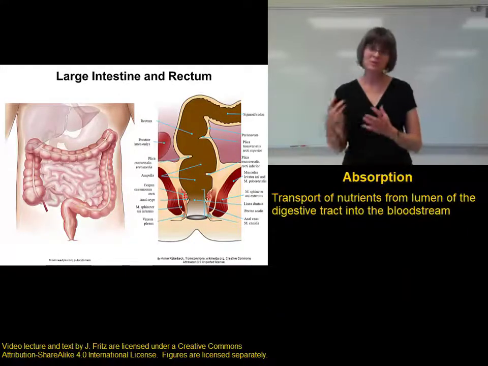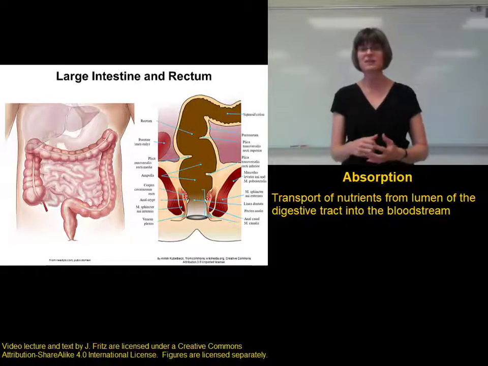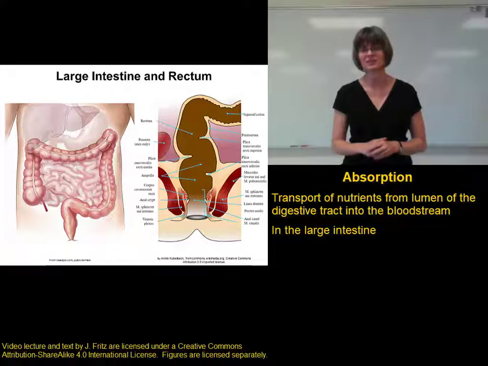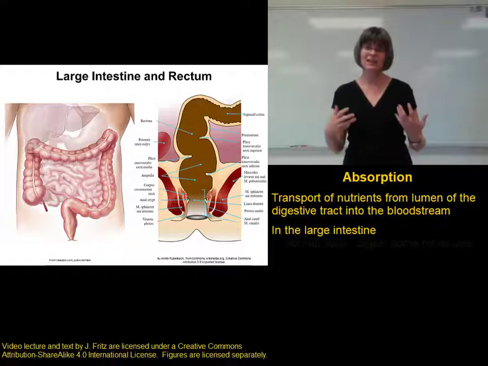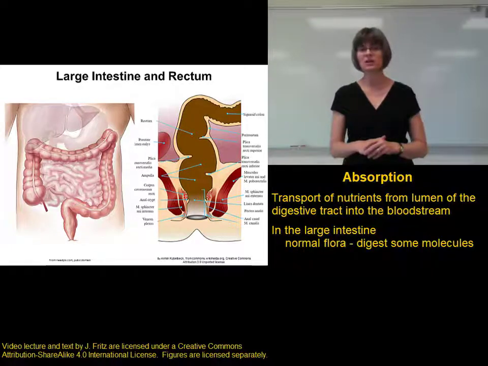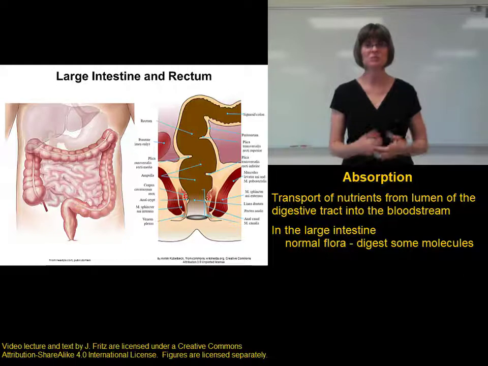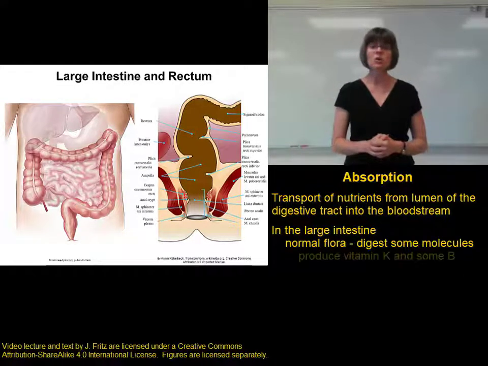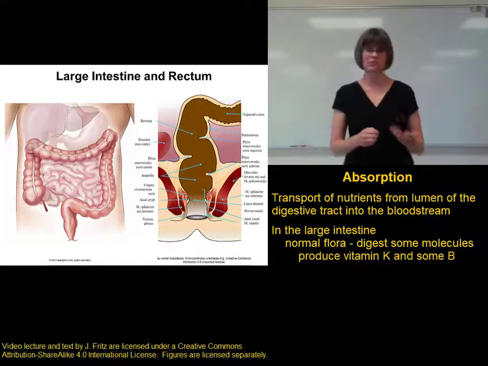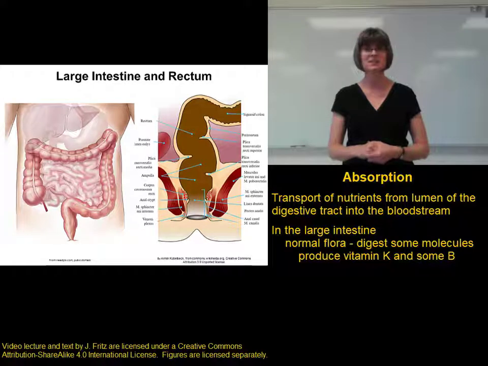Finally, once all that food has worked its way through the small intestine and all that's left is just the food residue, it gets to the large intestine. The large intestine contains our normal flora, and these have the ability to break down some of the other molecules we couldn't break down ourselves, so we can do a little bit more absorption, get some more nutrients out of those. The normal flora also produce some of our B vitamins and our vitamin K, which makes vitamin K deficiencies rare unless there's something wrong with your large intestine.